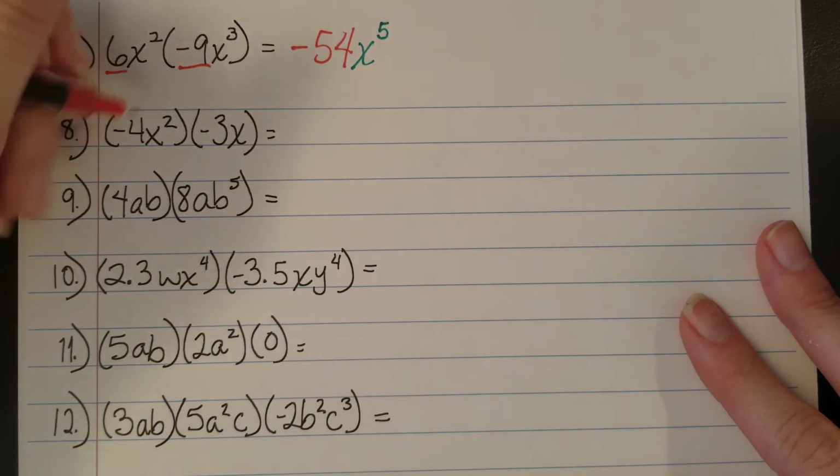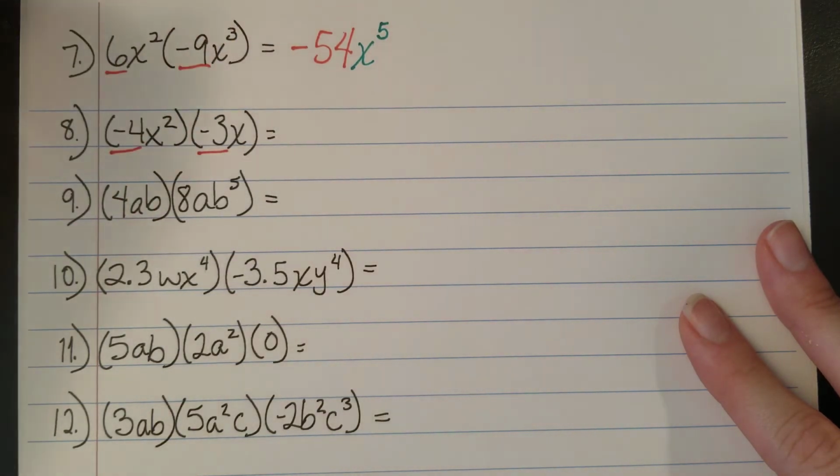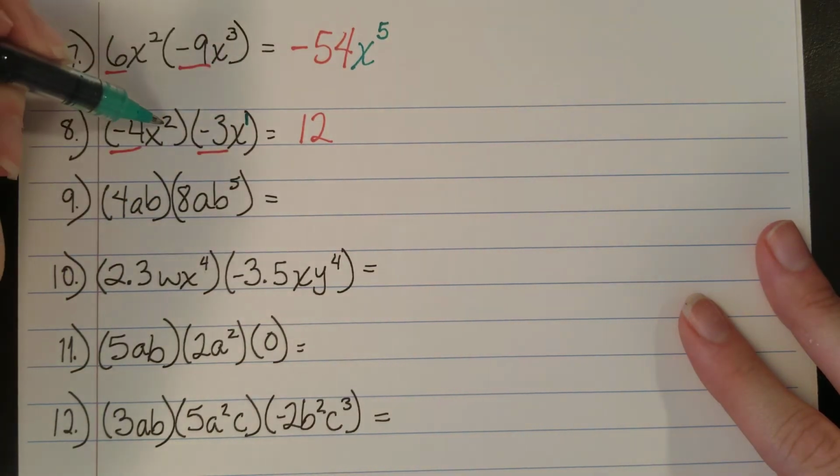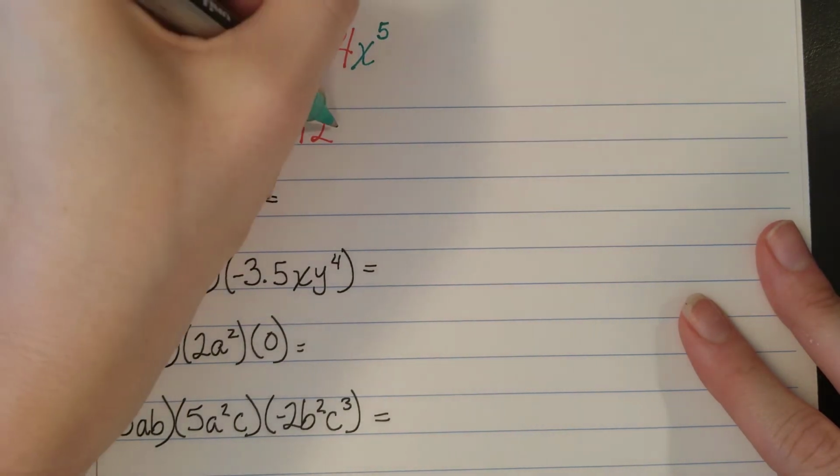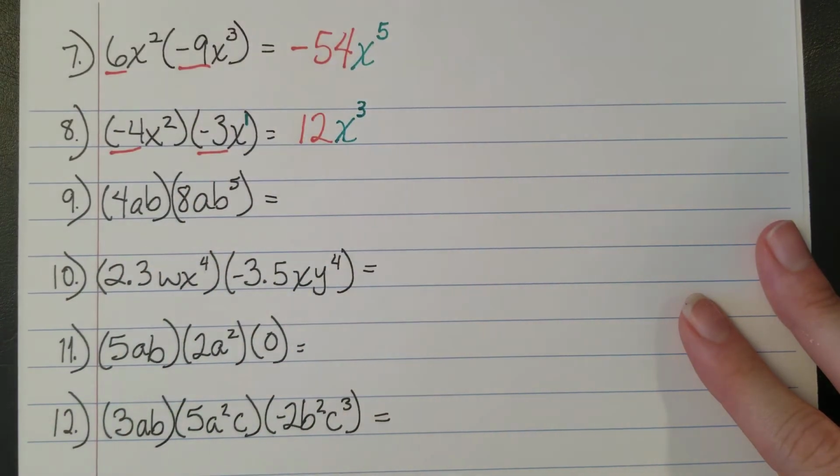Number 8, we have negative 4 times negative 3 would equal positive 12. And then for the x's, if the exponent isn't shown, we know that there's an invisible 1 there. So then 2 plus 1 is 3. So 12x to the 3rd power is the answer.